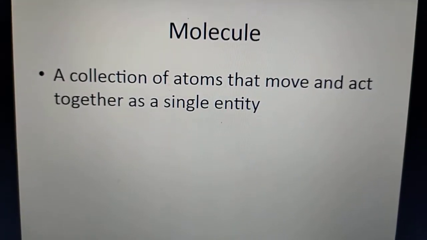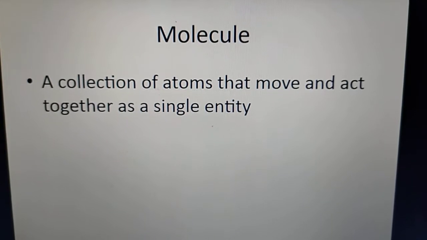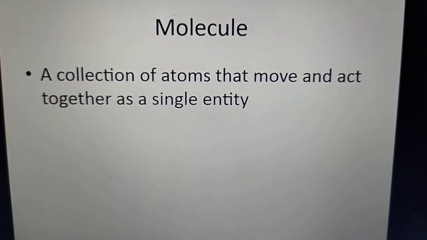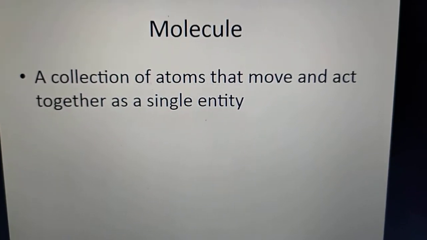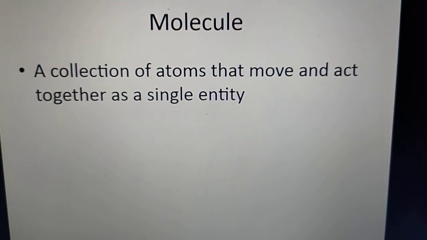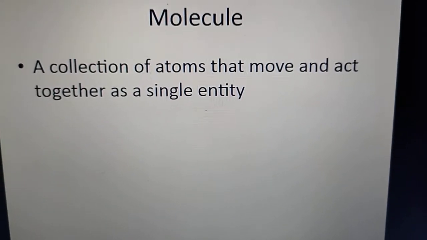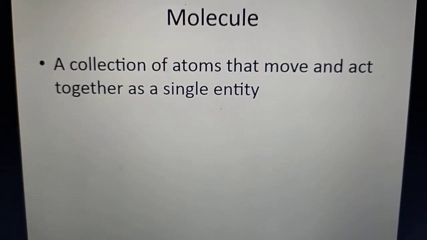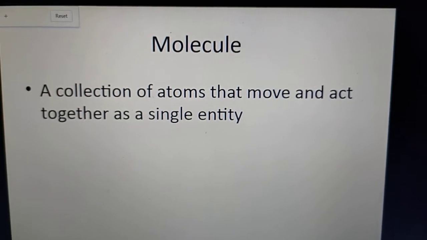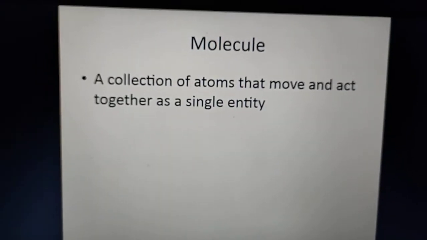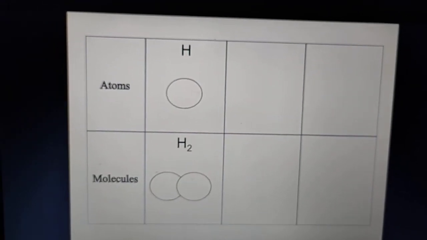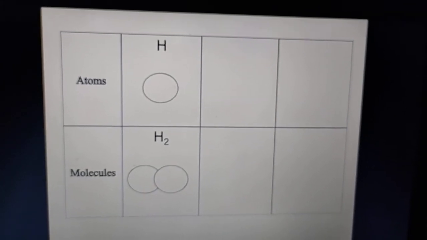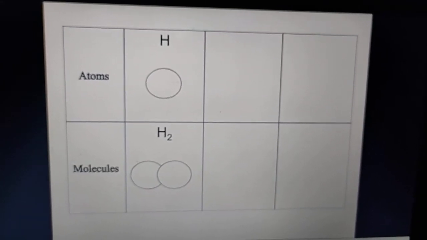Now we have to know about the molecular formula of an element. So first of all, you should know about the molecule. Molecule means what? A collection of atoms that move and act together as a single entity. Like for example, you see here, atoms. H, molecule H2. So it is a collection of hydrogen atoms.